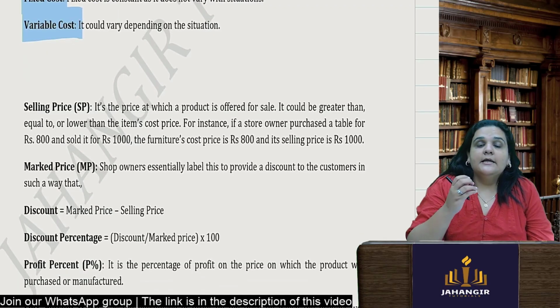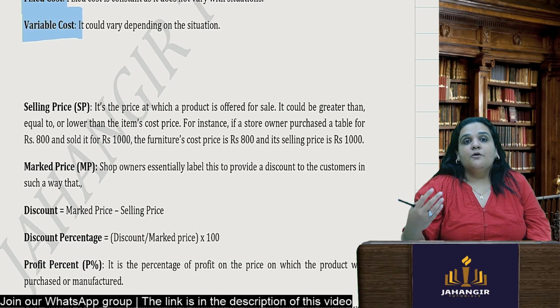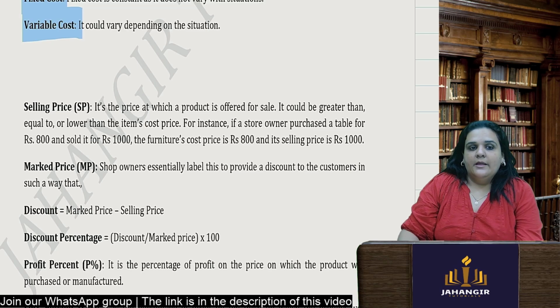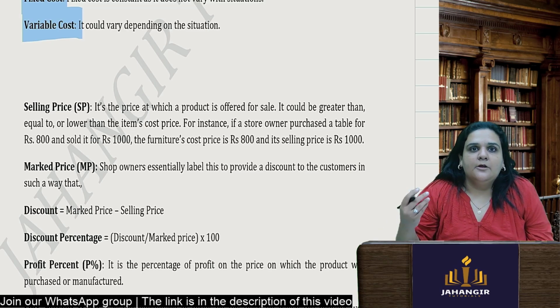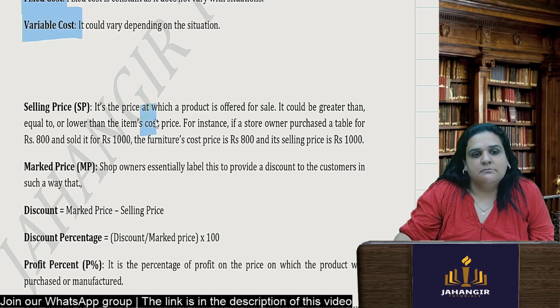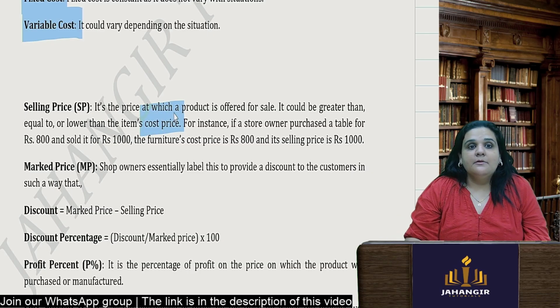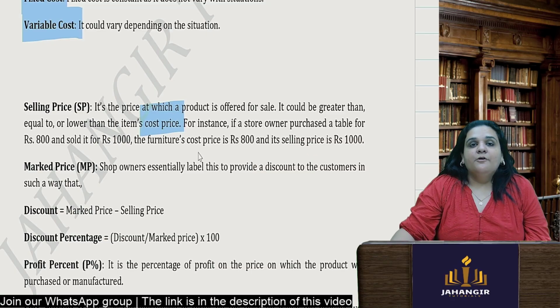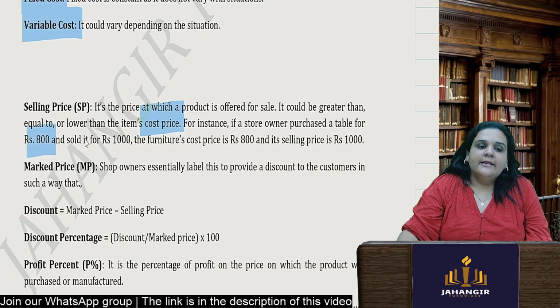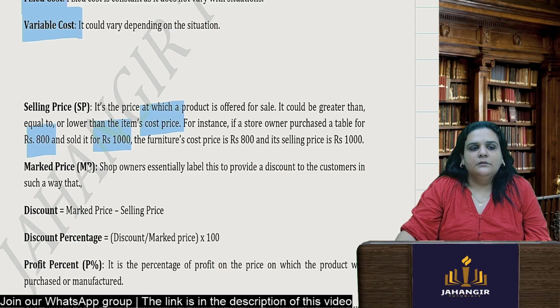Selling price. It is the price at which the product is offered for sale. So it can be greater than, equal to, or lower than the cost price. If it is lower, obviously it will be a loss. Greater, it will be a profit. Same, there will be no profit, no loss. For instance, if a store owner purchased a table for 800 and then he sold it for 1000, the furniture's cost price is 800 and selling price is 1000.